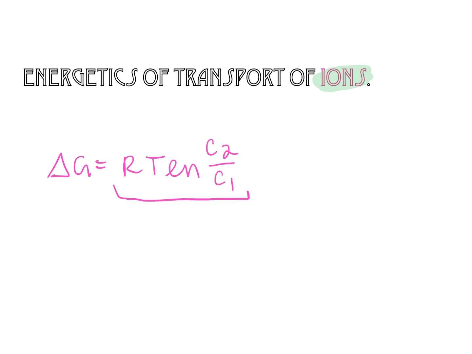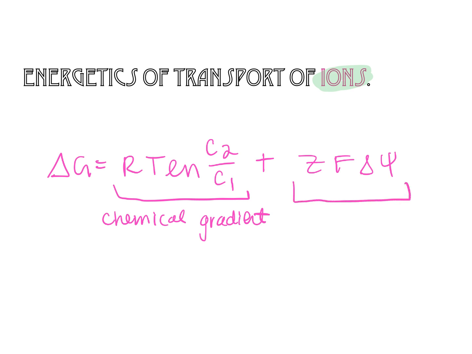Okay, let's make things just a little bit more challenging. What do we do if we have something that's an ion, something that is charged? With something that is charged or an ion, we need to add in the electrical gradient. We'll start again. Delta G is R T ln C2 over C1. This is called the chemical gradient, and it describes the movement of things based on their concentration. Then if it's an ion, we add a second piece. We're going to add in Z F delta psi, and this piece here is called the electrical gradient.